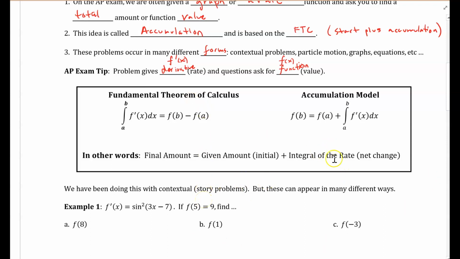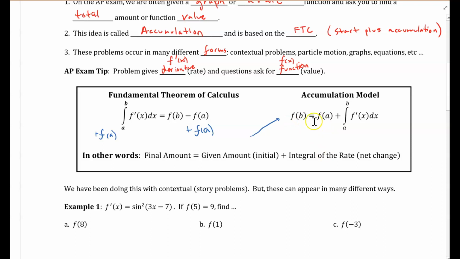So here is the accumulation model, and just think about it like this. If I wanted to isolate f of b, the final function value, I'm going to move this f of a over here to the other side, plus f of a. And we end up with this model right here. So this is the accumulation model.